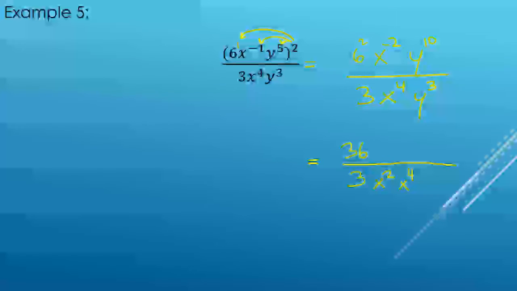Y to the 10th over y to the 3rd. The rule is top minus bottom. So that will be 10 minus 3, which is y to the 7th.